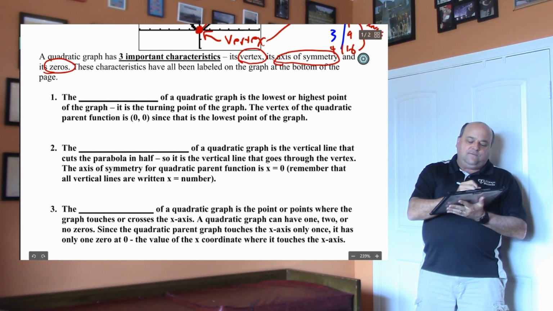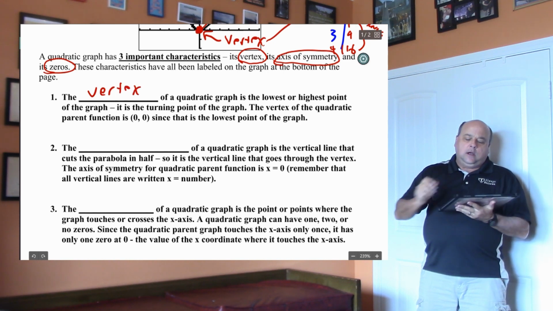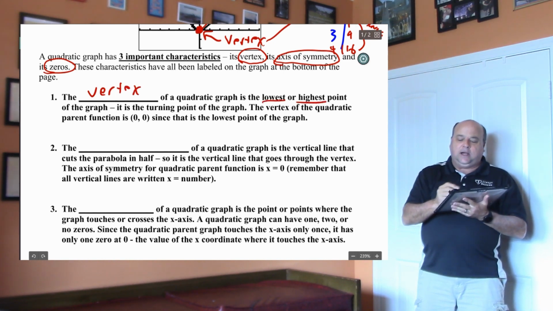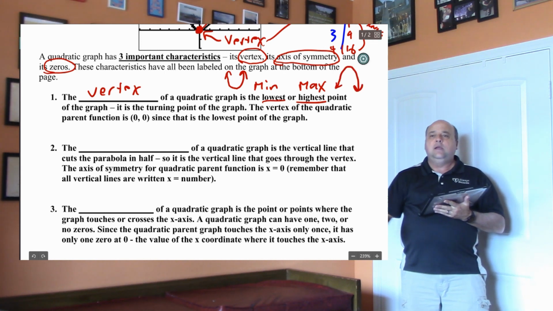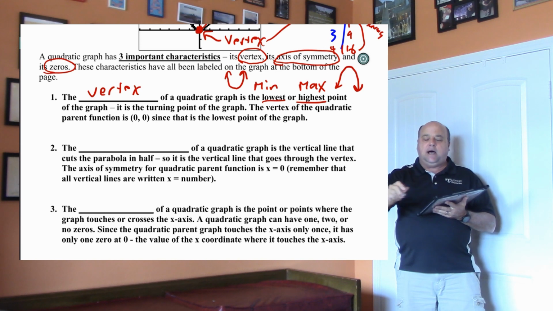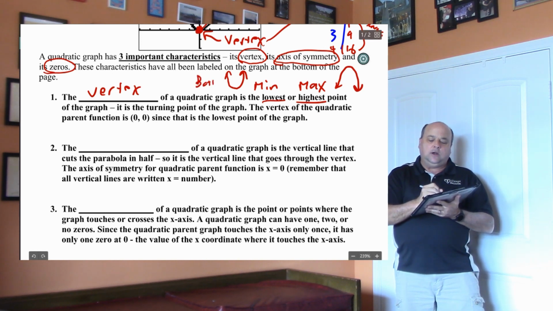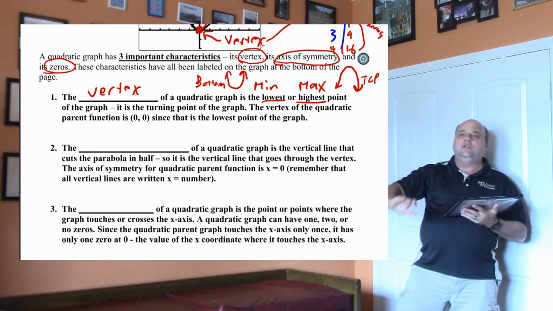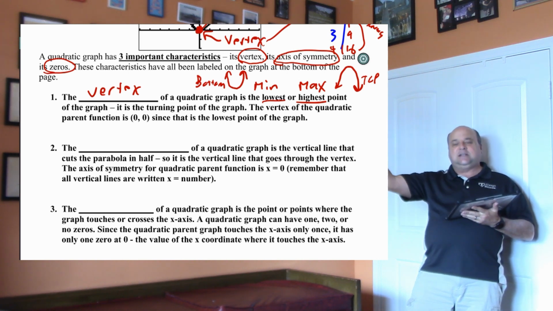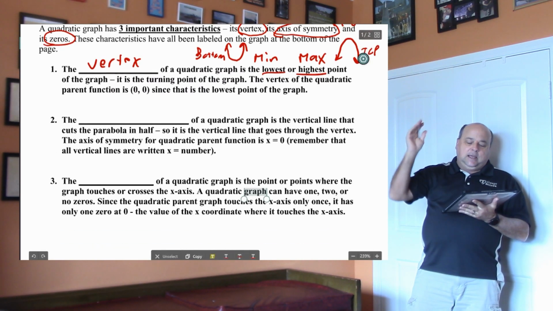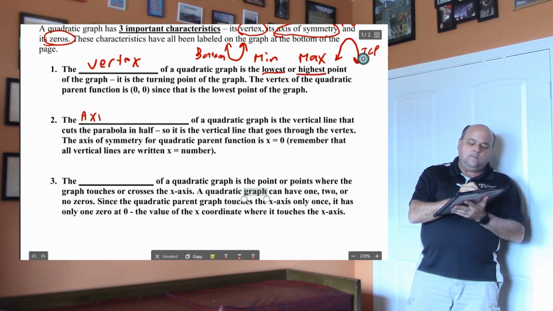Okay, the vertex of the graph is the lowest or highest point. If it's the lowest, it's the min. If it's the highest, it's the max. If it's the lowest, it looks like this, doesn't it? If it's the max, it looks like this. So if it opens up, it has a bottom. If it opens down, it has a top, doesn't it? So the parabola will either have a bottom or a top. If it has a bottom, it's a minimum. If it has a top, it's a maximum. Okay, the axis of symmetry.